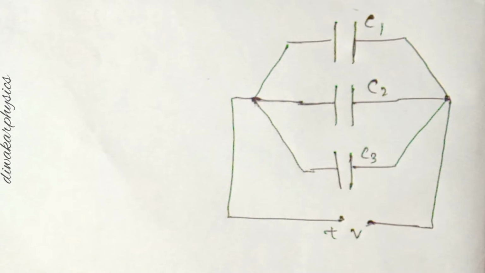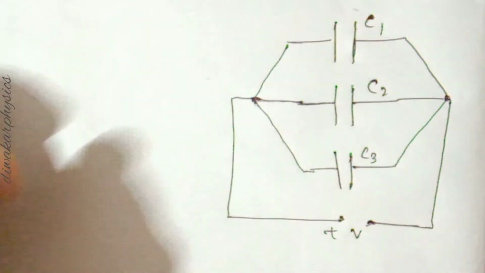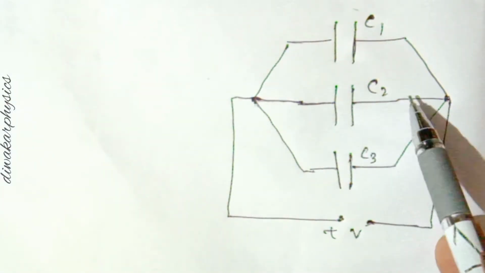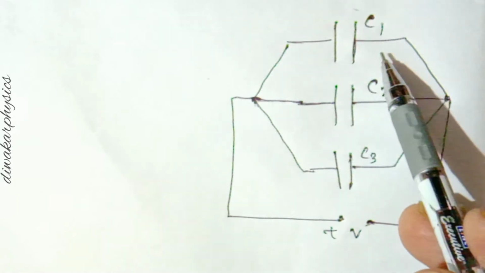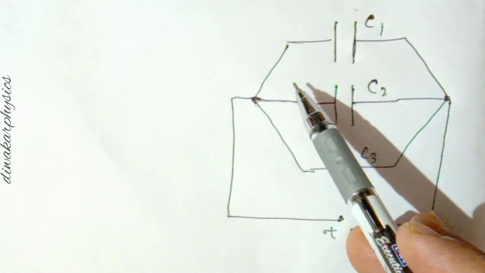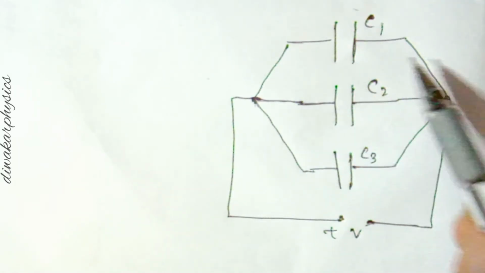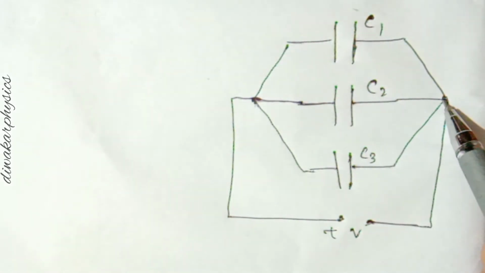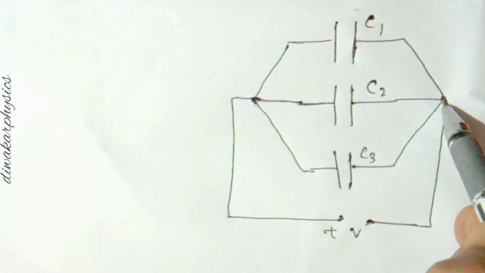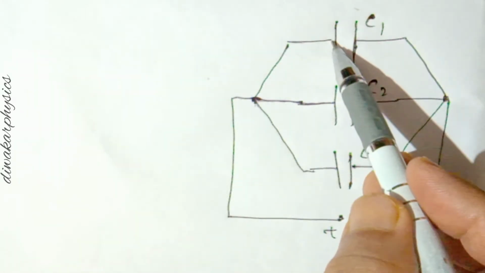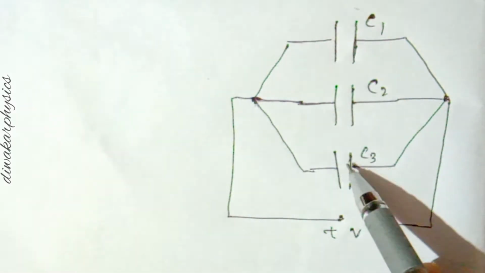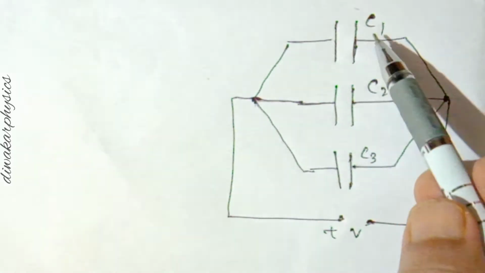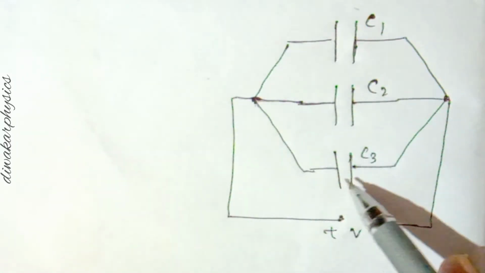They are connected in such a way that their opposite plates are connected together to a common point. See, all of these are connected at this point. And the other plates are also connected together. Then you can take these three as being in parallel.